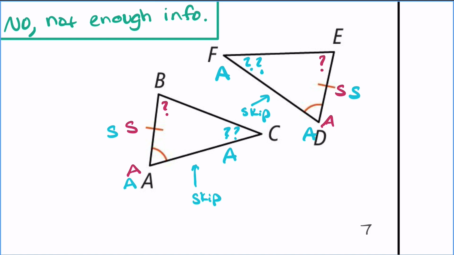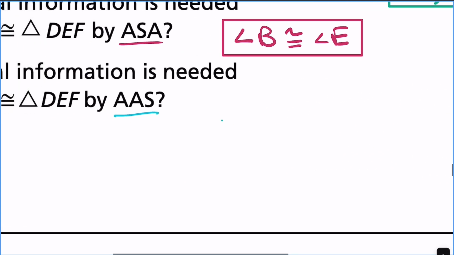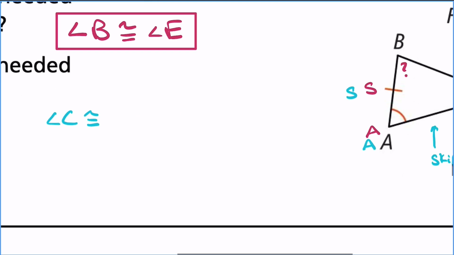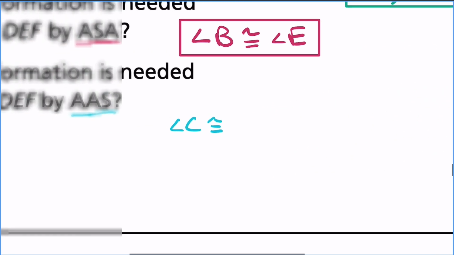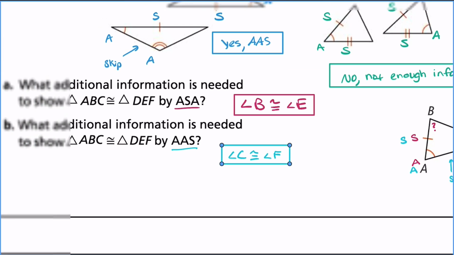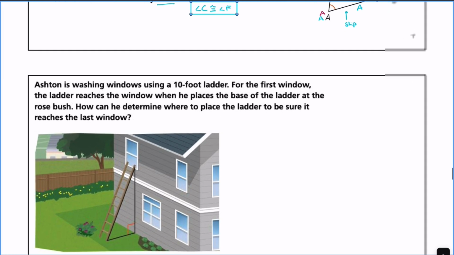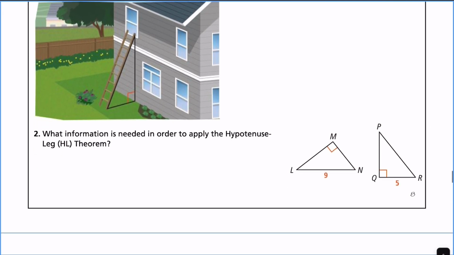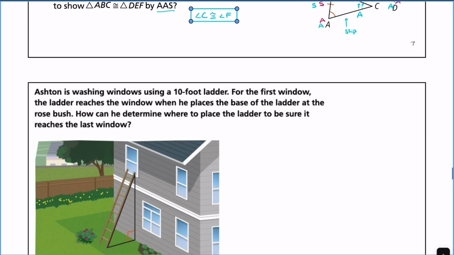If I asked you multiple questions on this, you could erase what I wrote in red or maroon, and then you could approach it again. But angle, side, so it would be angle C would have to be congruent, and I forgot, it was angle C and angle F. That's the only way to do it by angle, side. And then I think we're almost done.